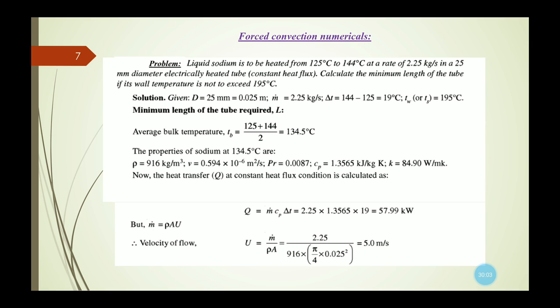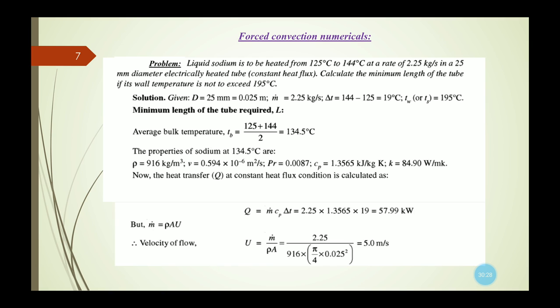So let us discuss the next numerical, which is: liquid sodium is to be heated from 125 degrees centigrade to 144 degrees centigrade at a rate of 2.25 kg per second in a 25 millimeter diameter electrically heated tube, constant heat flux. Calculate the minimum length of the tube if its wall temperature is not to exceed 195 degrees centigrade.